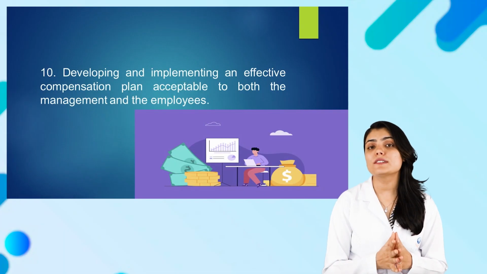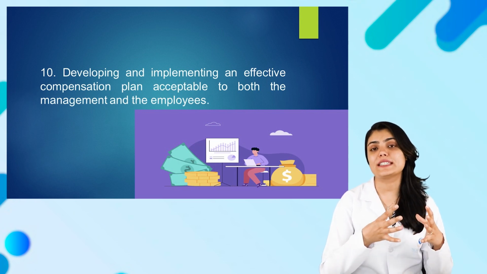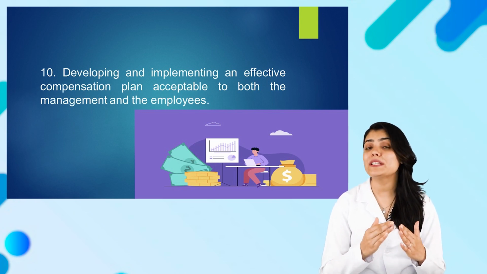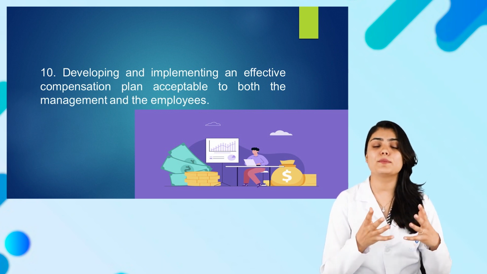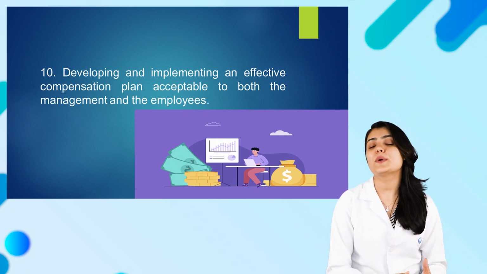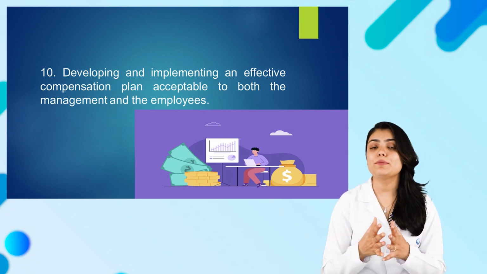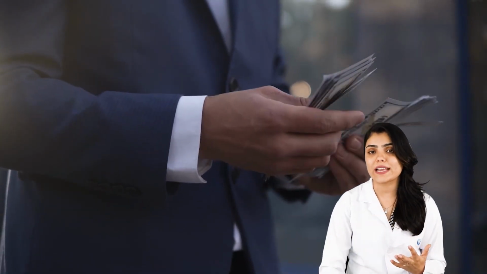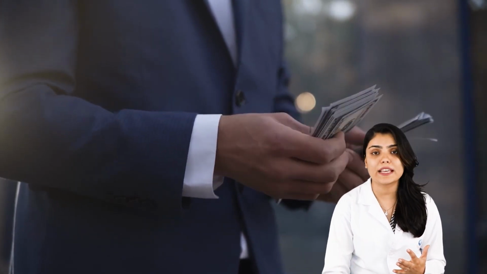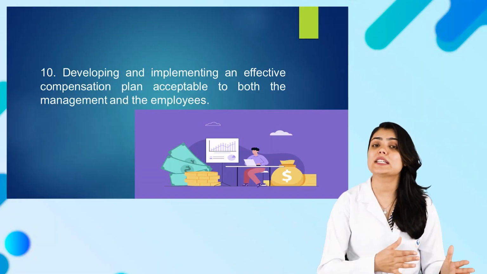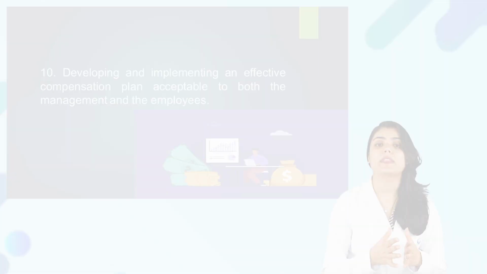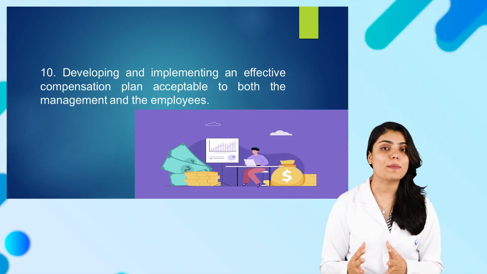The next important function of human resource management is developing and implementing a compensation plan which is acceptable on both sides, acceptable for the employees as well as for the employers. That means the salary that is to be provided for the work done by the employee, which is acceptable to the employees as well as affordable for the employers, is determined by human resource management.